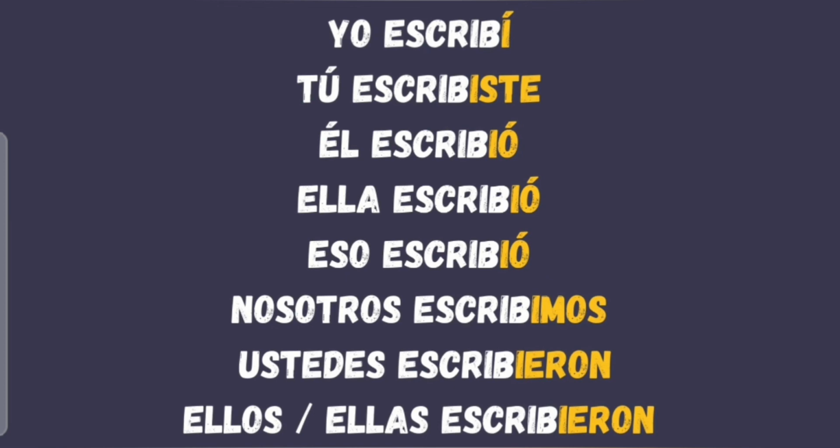Eso escribió. Now, if you're having the personal pronoun we, nosotros, you have to say nosotros escribimos. Okay? With the personal pronoun you, ustedes escribieron. Ieron has to be the ending of your verb in the indefinite past. Now, if you have the personal pronoun they, ellos if you're talking about boys, ellas if you're talking about girls, then you have to say ellos escribieron, ieron has to be the ending, or ellas escribieron.